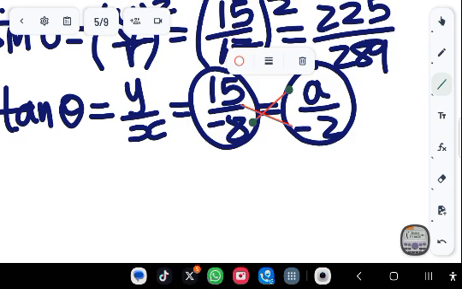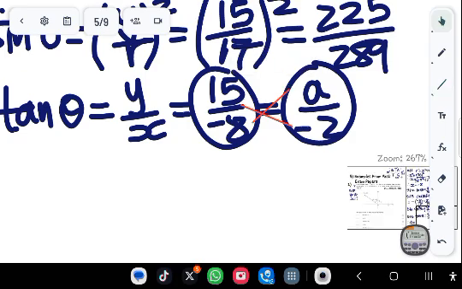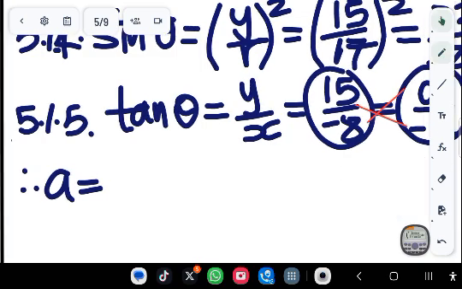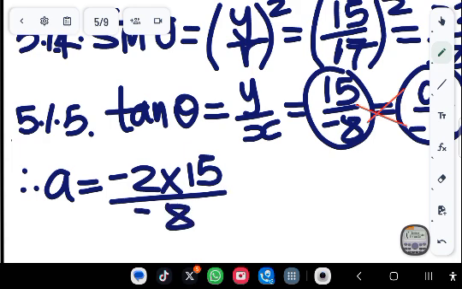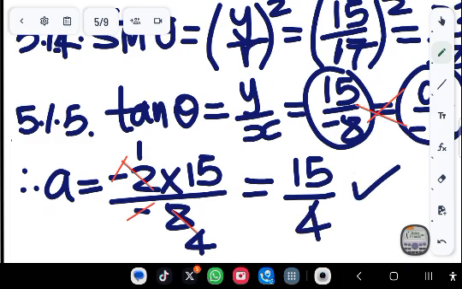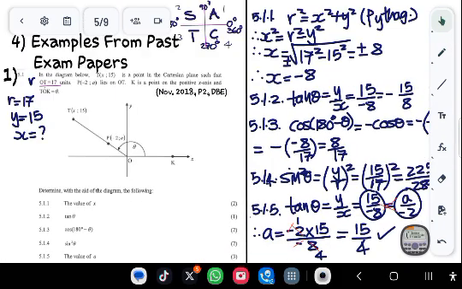When you cross multiply, your a will be equals to negative 5 times 15, negative 2 times 15, sorry, over negative 8. The negatives cancel out, and then 2 goes into 2 once and into 8 4 times, and that leaves you with 15 over 4. And that's your answer, and that's how you answer this type of questions.